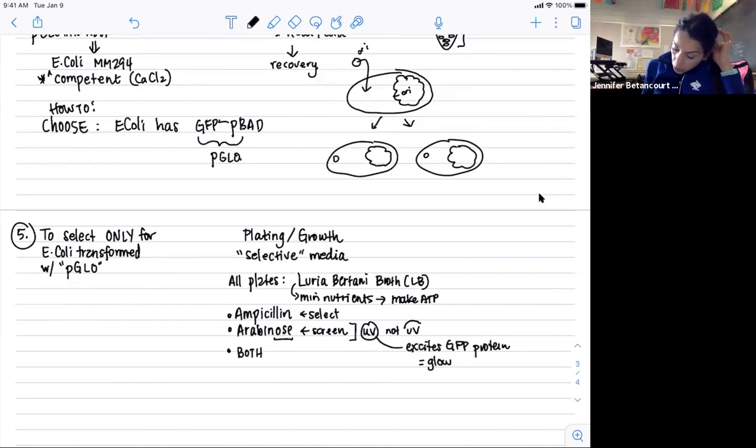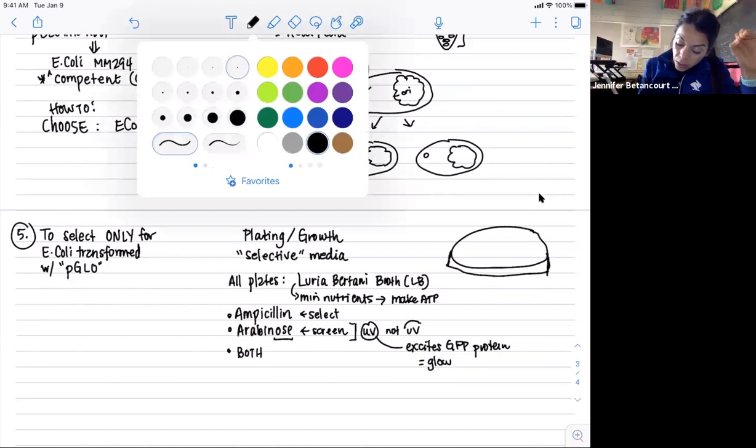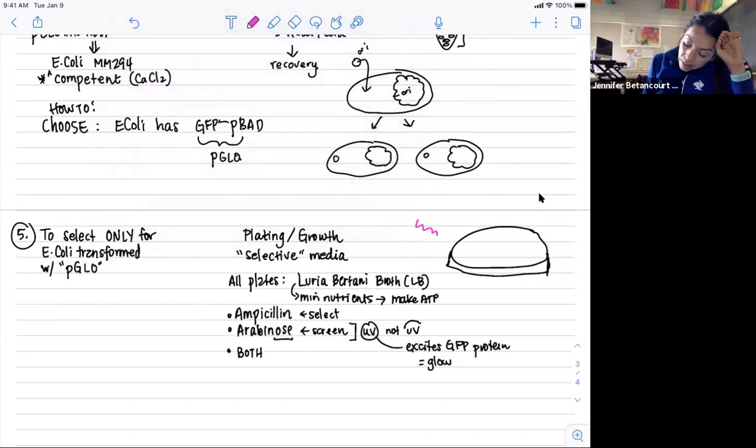Okay, and so hopefully there's a lot of different combinations, and we're not going to talk about them here in class, but let's say this is your Petri dish. No, I'm not a cartoonist, but let's say this is your Petri dish and you're shining your UV light. So UV light looks pink, right?